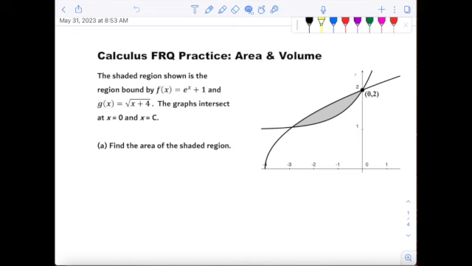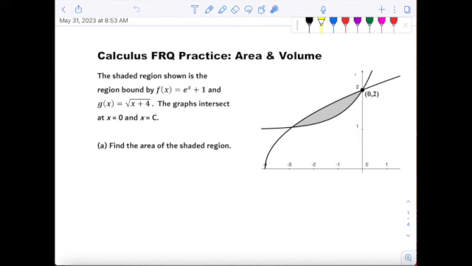This is the sort of thing you very well may see on the AP exam, where you're given a graph and two equations. In this case, f of x is e to the x plus 1, g of x is root x plus 4, and we are given their graphs intersect at x equals 0, which we can see here, and x equals c, which would be right here. Now, I don't know what c is. We're going to have to find that, I'm sure. So let's just dive in here. Find the area of the shaded region.